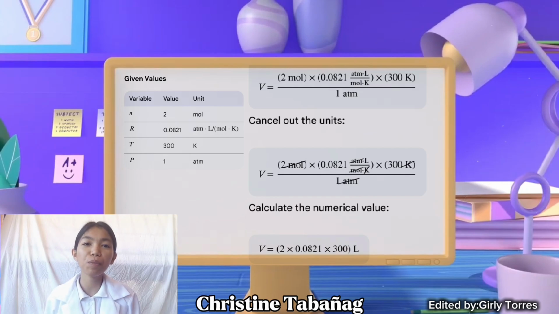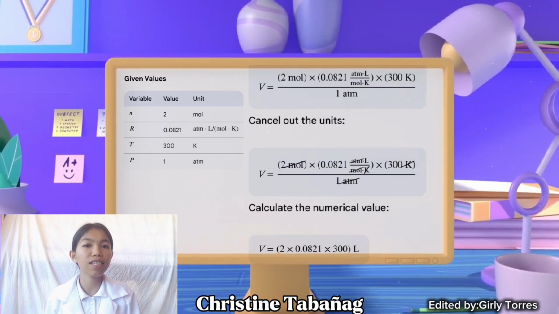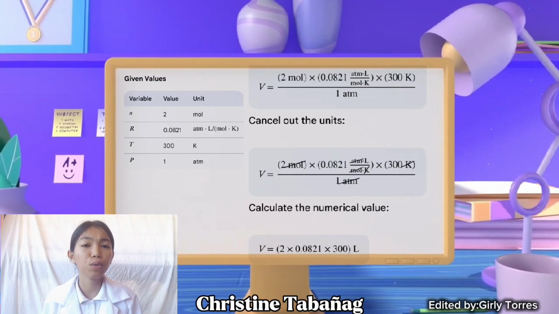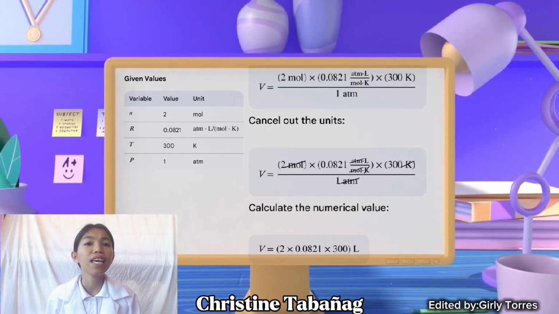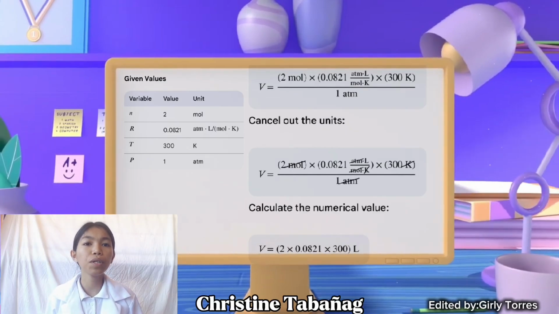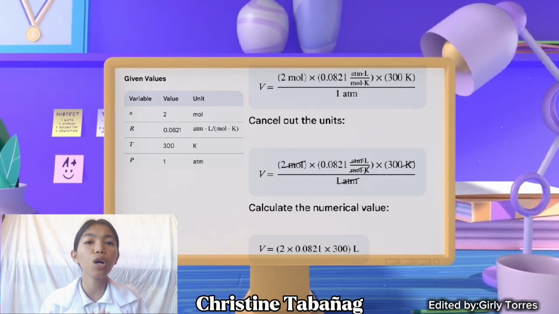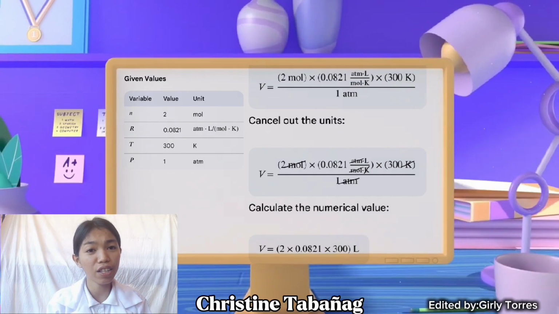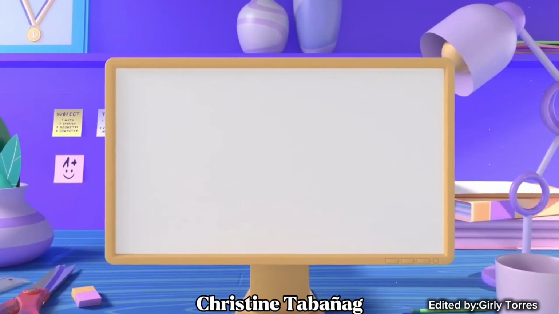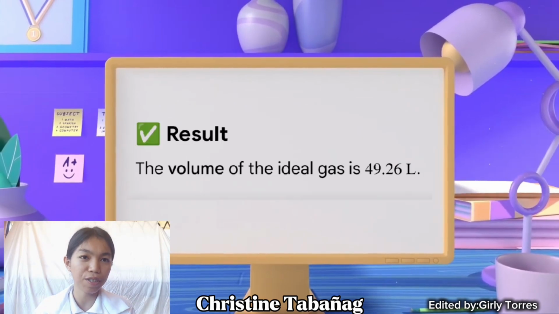After that, we are going to put in the values, so it should be 2 moles, and our R is a constant, which is 0.0821 L·atm per mole·Kelvin, and T, which is the temperature, is 300 Kelvin. Over our pressure, which is usually in atm, which is 1. So when you are done substituting the known values, we are going to perform the calculations. So now our answer would be 49.26 liters.